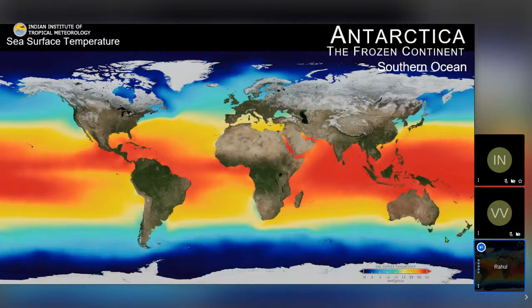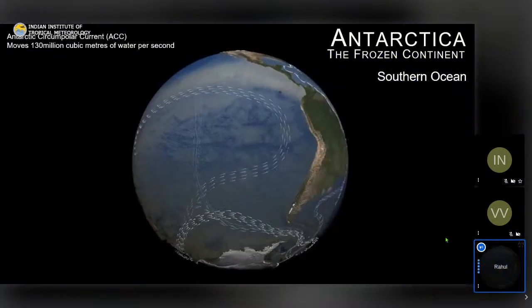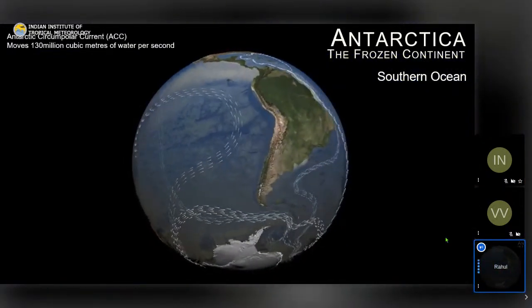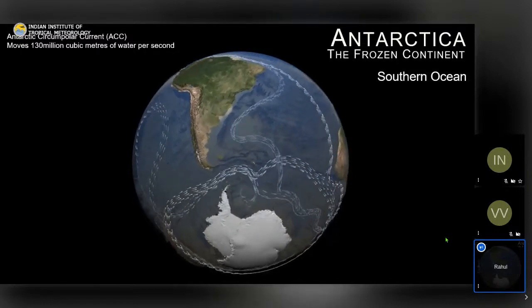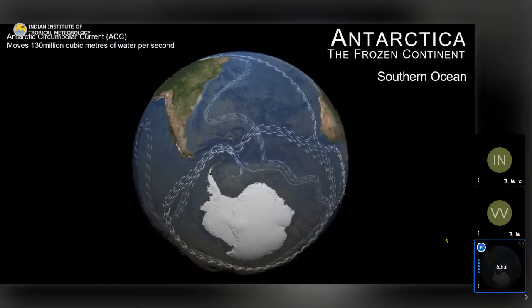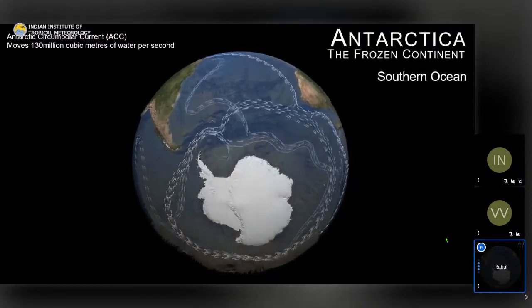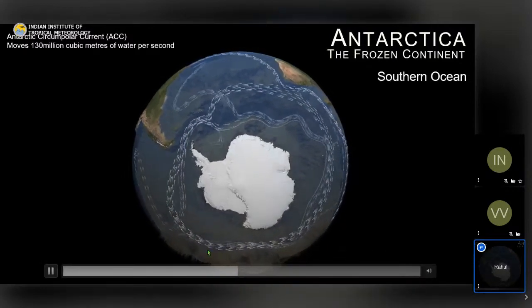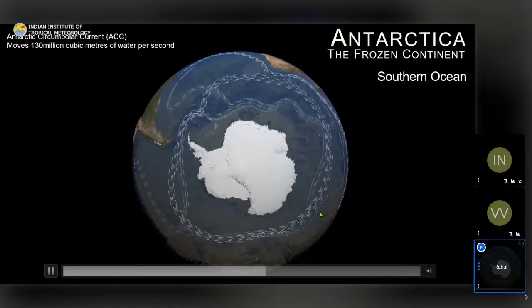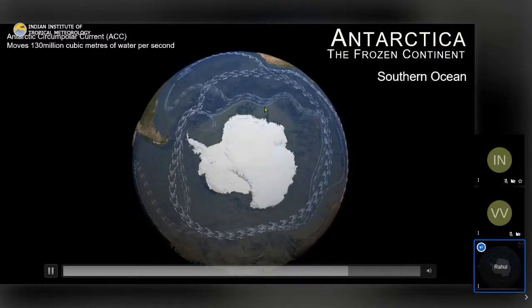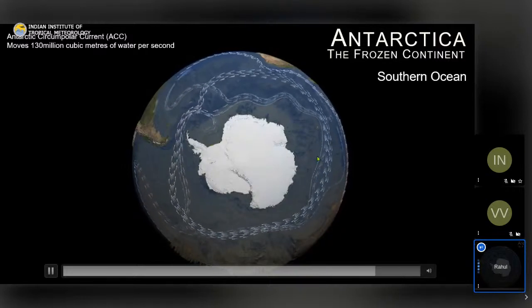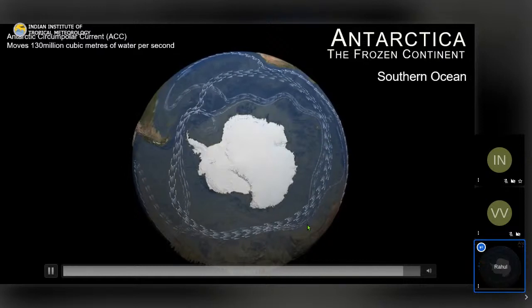So let me introduce you to something that you may all have heard of. That's the mightiest current on the globe. Of all rivers combined, this is the mightiest, flowing from west to east. This is also known as the west wind drift. And because of this, Antarctica is also cushioned.